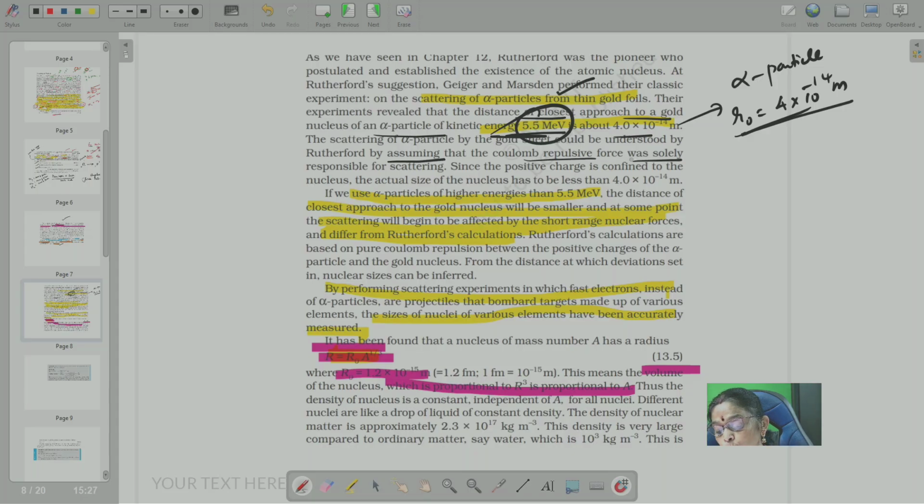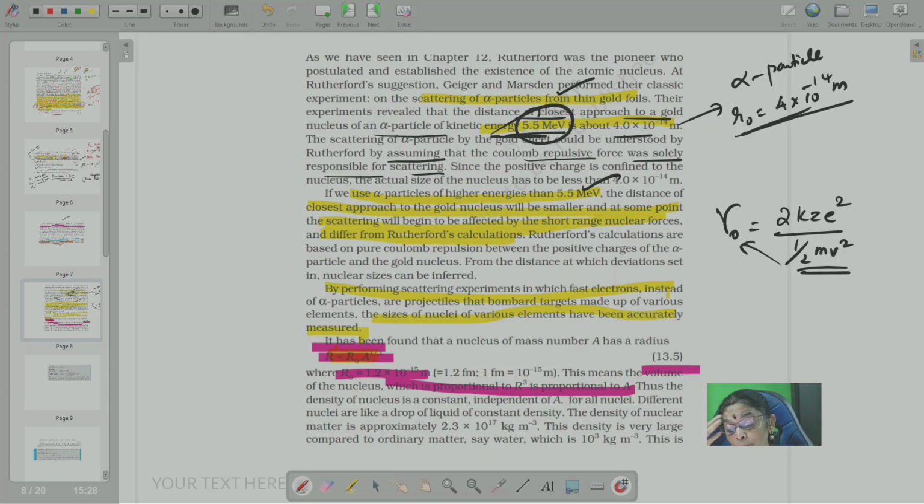The scattering of alpha particles by the gold sheet could be understood by Rutherford by assuming that Coulomb's repulsive force was responsible for scattering. Because the alpha particle is positive and the nucleus is positive, when it comes close, a strong repulsive force exists, so the alpha particle goes back. That distance of closest approach is found to be 4 into 10 power minus 14 meter. But if we use an alpha particle of higher energy than 5.5 mega electron volt, the distance of closest approach is equal to 2kZe squared divided by half mv squared. If we increase the kinetic energy, the distance of closest approach will be very small, because it is inversely proportional.